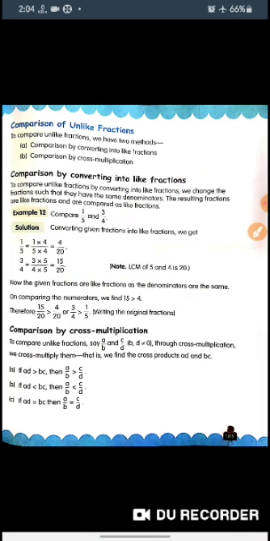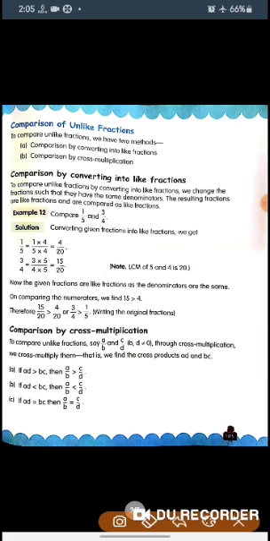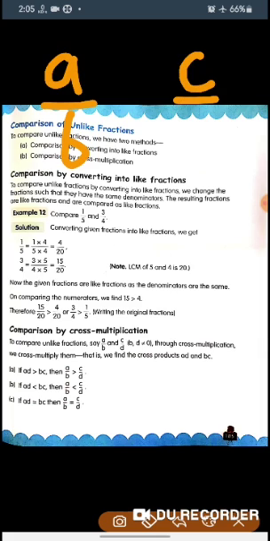Let's see the next method of comparison of unlike fractions, which is comparison by cross multiplication. To compare unlike fractions, let's say we have fractions a by b and c by d, as given in your book, where the denominators b and d should not be equal to 0.